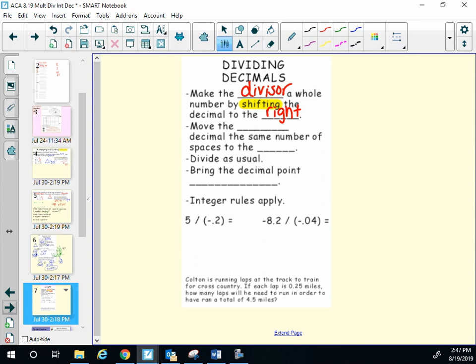Divisor? What are they talking about, divisor? That's the number on the inside or the outside? The outside. It is the divisor. We're going to move the dividend decimal the same number of spaces to the right. Divide as usual. And we bring the decimal point straight up.